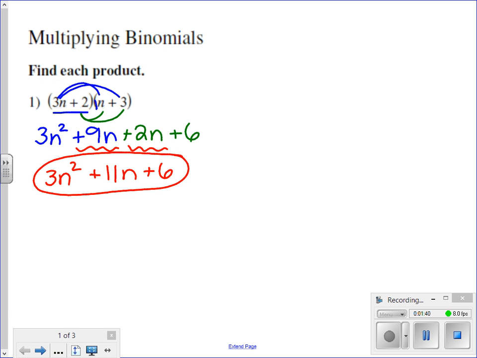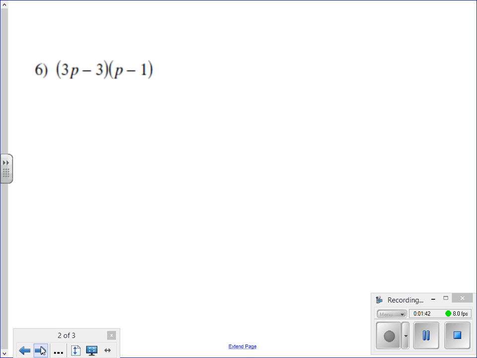Okay. Moving on to number 6. Number 6, I'm going to start in the same way. I'm going to take the 3p times both terms in the right-hand parenthesis. 3p times 1p is 3p squared. Then 3p times negative 1 is negative 3p. A positive times a negative is a negative.